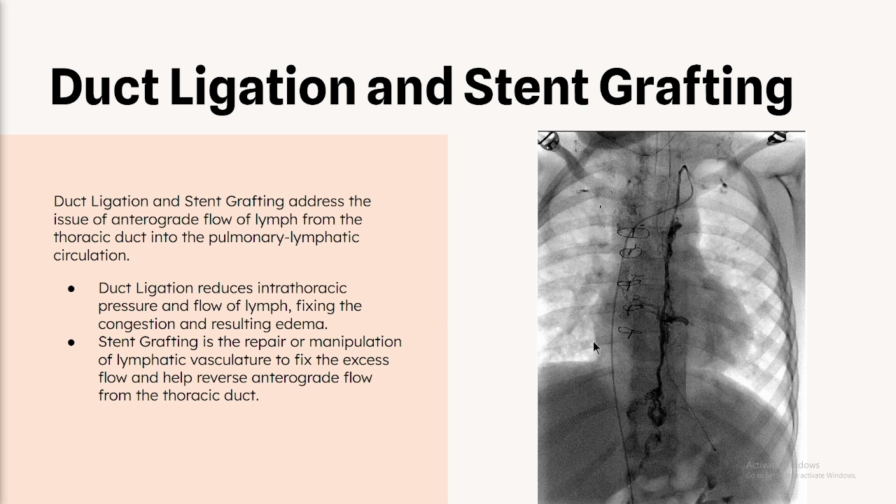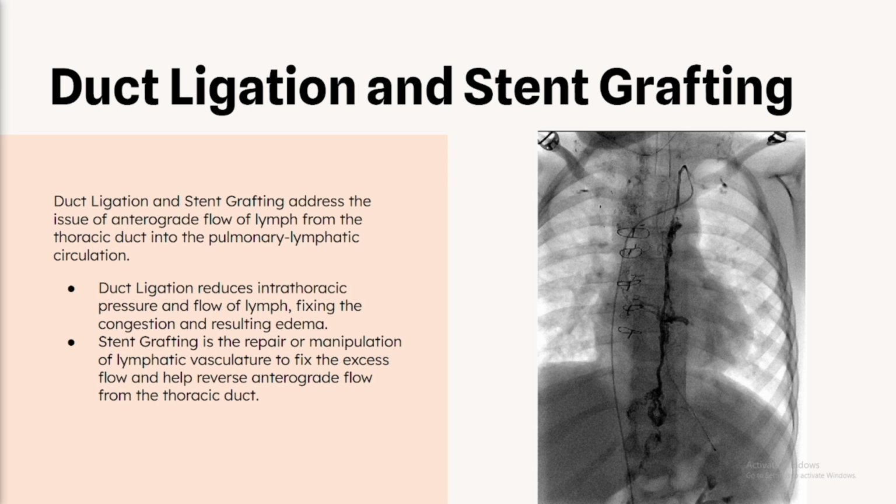As you can see in this image here, these ties are used to kind of constrict the duct, and that helps lower the pressure within the duct to prevent the pressure pushing into the pulmonary circulation. This is a more invasive and higher risk procedure. Another option is stent grafting, and it's used when vascular anomalies are involved.